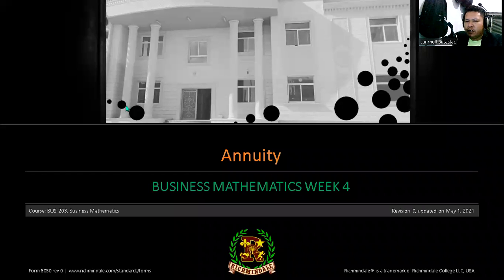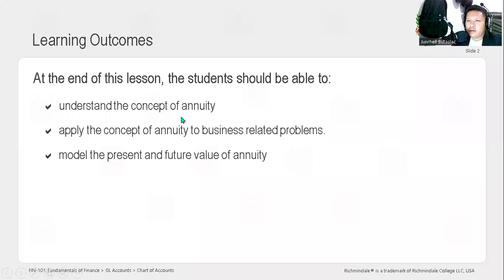All right, students. So our topic today is about annuity. This is Business Mathematics, week 4. Learning outcomes: at the end of this lesson, the student should be able to understand the concept of annuity, apply the concept of annuity to business-related problems, then model the present and future value of annuity.